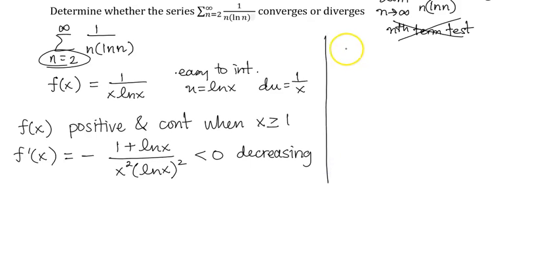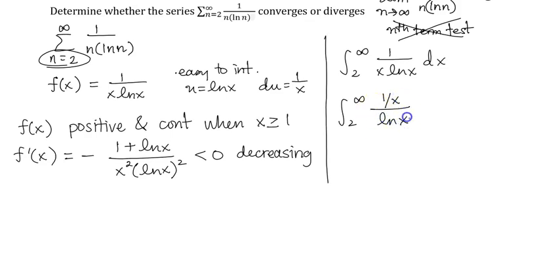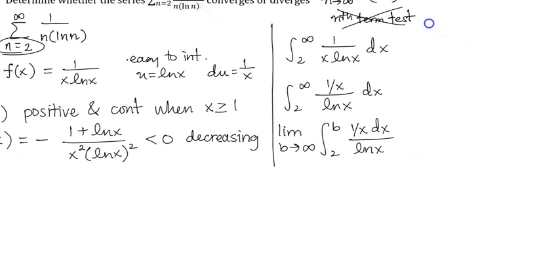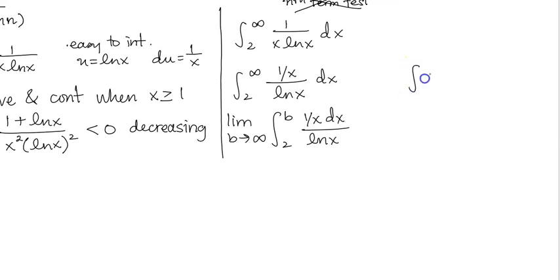So the integral test tells us to evaluate the integral from 2 to infinity of 1 over x natural log x dx. If it's helpful, you can rewrite this integral as 1 over x natural log x in the denominator, just to help you see when you do your u sub. I will introduce a limit. When I do the u substitution, we have the integral of du over u, which is natural log u plus c.